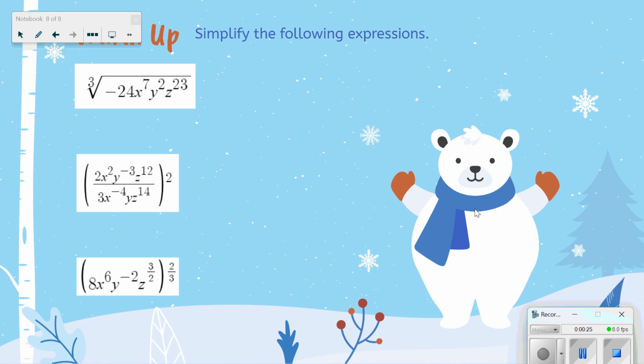Let's look at our warm-up and simplify the following. Today we're going to build off of this simplifying and get into what you might see in that third problem. Anybody want to tell us what the cube root of negative 24 x to the 7th y squared z to the 23rd simplifies to?